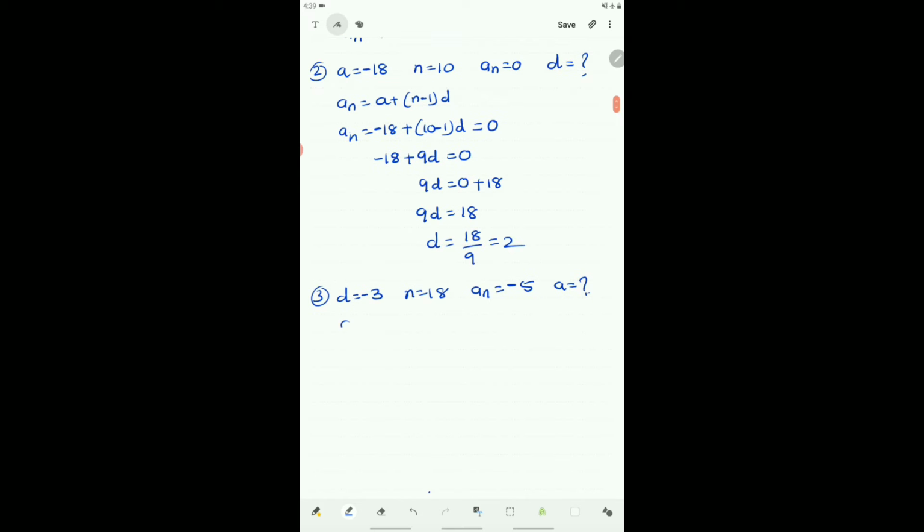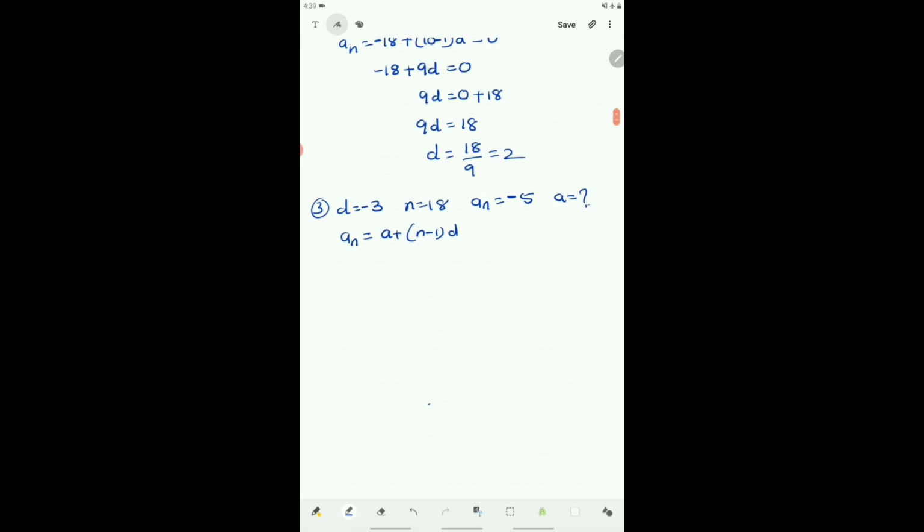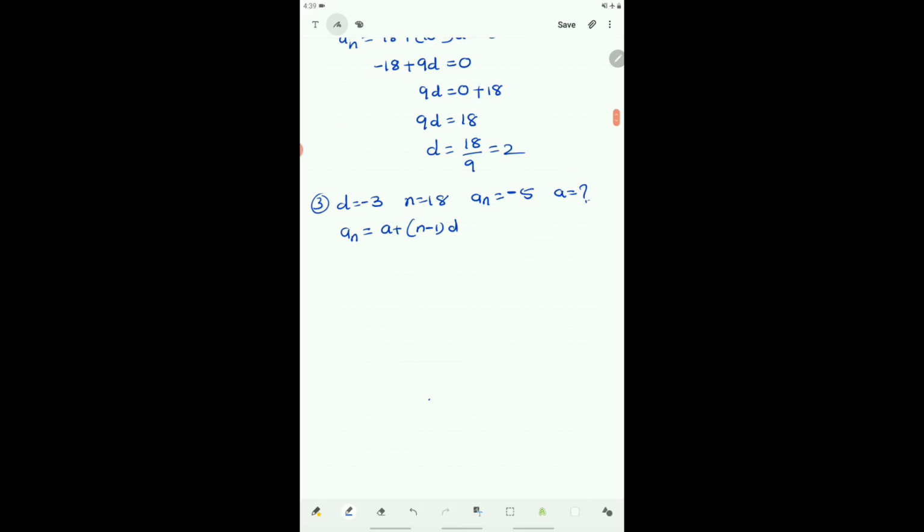Write the formula for AN. AN is equal to a plus (n minus 1) into d. A is not given here. So a plus (18 minus 1) into d, where d is minus 3, is equal to minus 5 because AN is minus 5. Then 18 minus 1 is 17. 17 3s are 51, that is minus 51 is equal to minus 5.